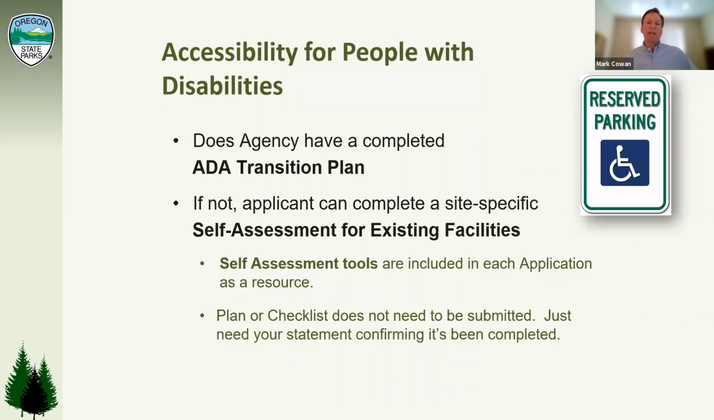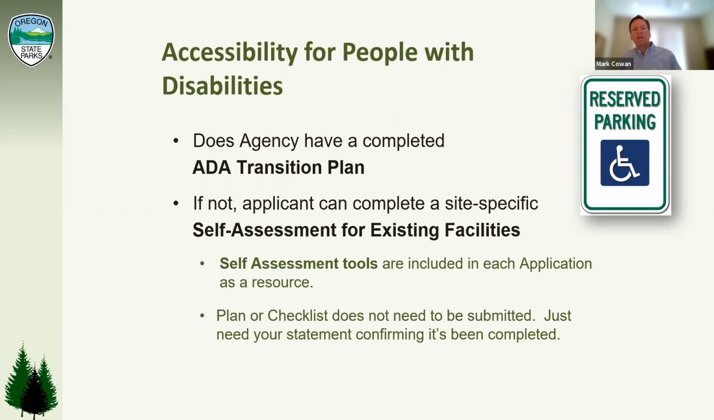One of the questions in the application asks if you have an agency ADA transition plan. It's just a yes or no question. Either you do or you don't. There's no right or wrong answer to this. And the next follow-up question says, if you do not, then we just ask you to do a self-assessment for existing facilities.